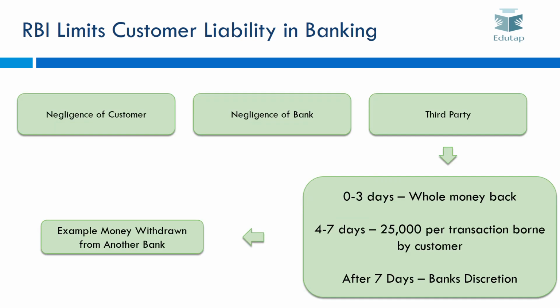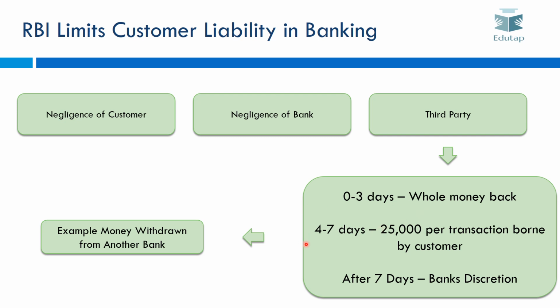Now let's discuss the third case, where the theft has occurred due to the shrewdness or involvement of a third party. In such a case, it is neither the fault of the customer nor the negligence of the bank, but it is the third party who has done the theft. In this case, it becomes important when the theft is reported by the customer. If the theft is reported within the first 3 days, then the whole money would be returned by the bank to the customer.